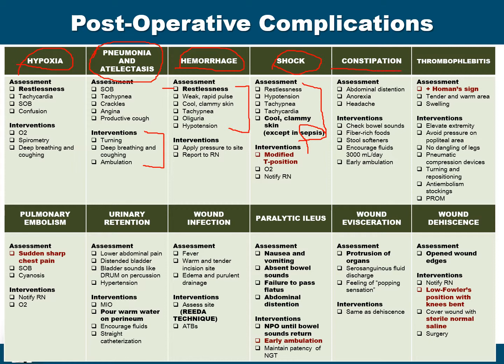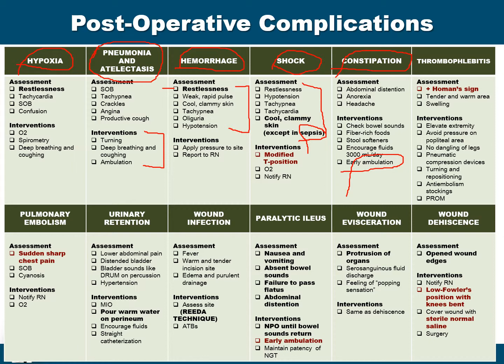Another complication is going to be constipation. So our primary assessment findings are the following. It would be abdominal distension, anorexia, and headache. For interventions, check the bowel sounds, provide fiber-rich foods, stool softeners, and encourage the patient to drink at least 3,000 ml of fluids per day. And of course, lastly, that would be early ambulation to promote peristalsis.